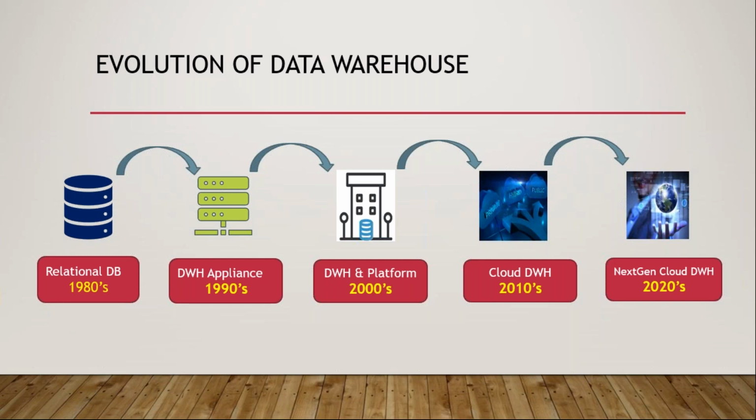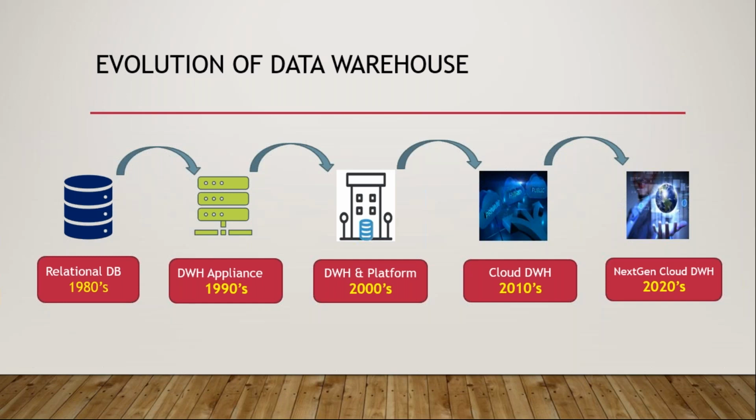Then people thought, okay, why don't we put everything on different machines, like distributed systems, and put it in one place? We call it the cloud. So the cloud data warehouse started in the 2010s. In the 2010s, there was a scenario where we had the data warehouse both on cloud and on premises.